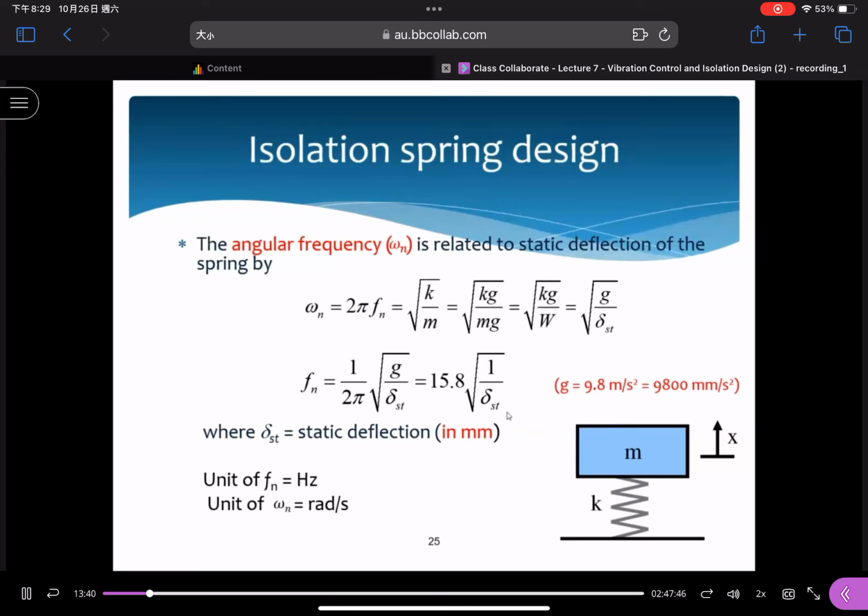In between 0 and 1, okay? This is what we call the under damping case. In this case, oscillations occur. It means that vibrations about its equilibrium positions could occur.